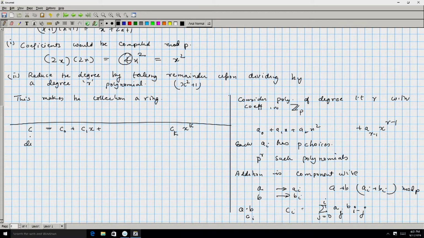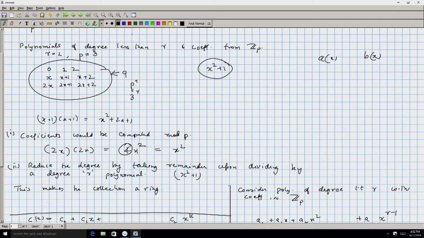Okay. Now, divide C(x) by a special polynomial k(x) and declare the remainder as the product of a and b. And this k(x) has to be an irreducible polynomial. We haven't defined what an irreducible polynomial is, we will come to that. And when we do this, the property of irreducibility makes sure that the collection forms a field. So, in case of our field of size 9, x square plus 1 happens to be an irreducible polynomial.